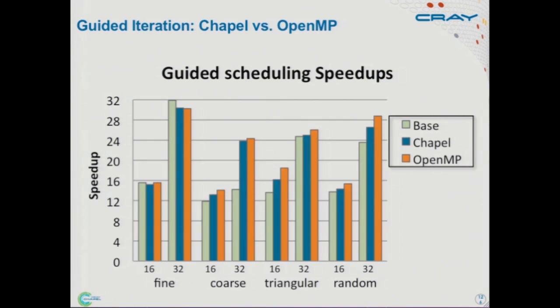In Chapel, because you can write your own leader-follower iterators, you can create very clean for-all loops that are implemented using your schedule without changes to the compiler or the runtime and such. You do it all within Chapel.